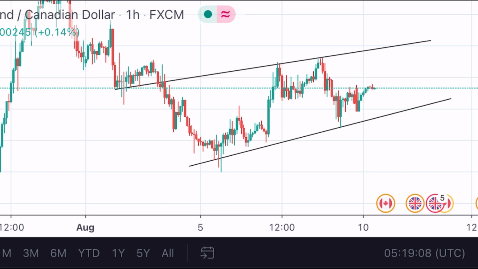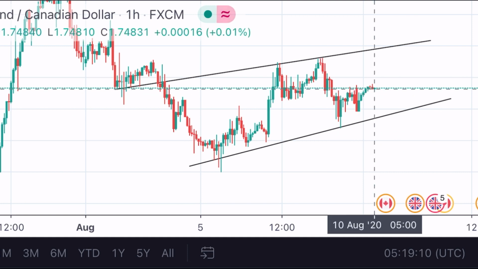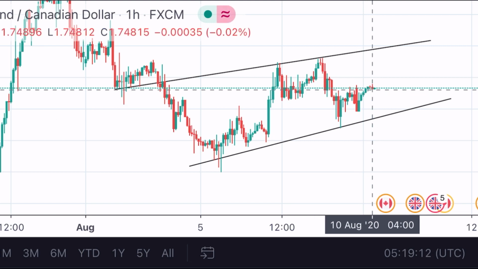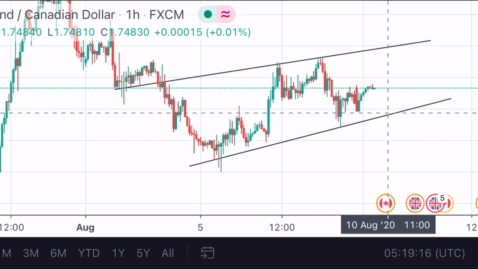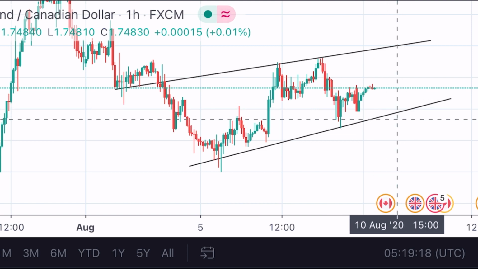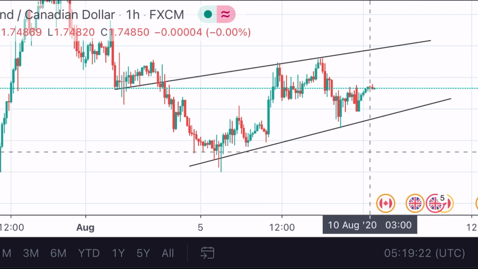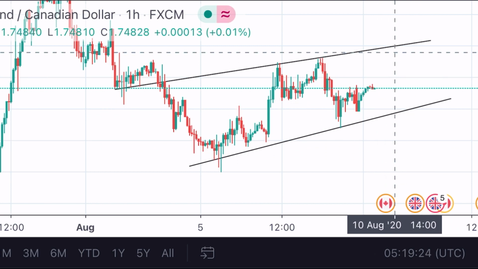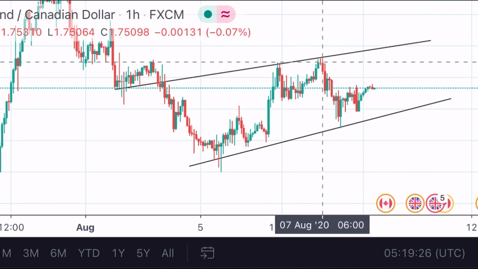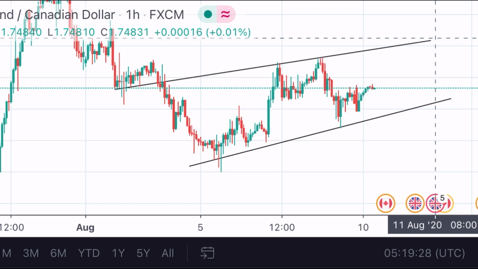So now what are we waiting for? We're waiting to see when the price might break out of this lower trend line. Then now we're gonna sell into strength, right? But if we don't, and the price actually breaks out on the upside, then we're gonna buy, obviously, right?